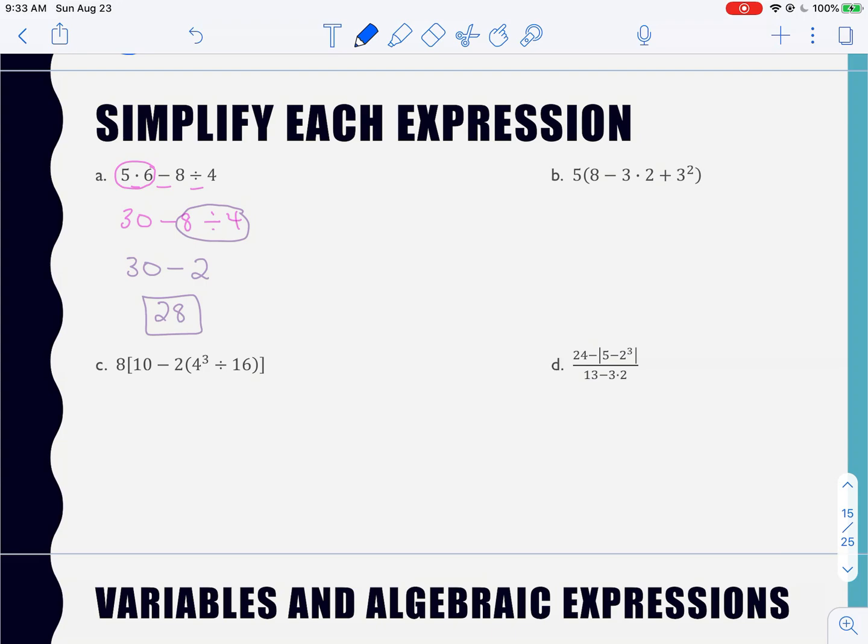Our next one, we have parentheses, so we're going to do everything inside the parentheses first. Within the parentheses, I have a subtraction, multiplication, and I also have an exponent.